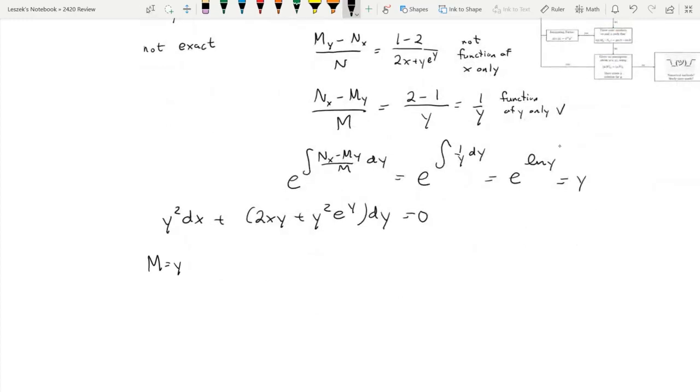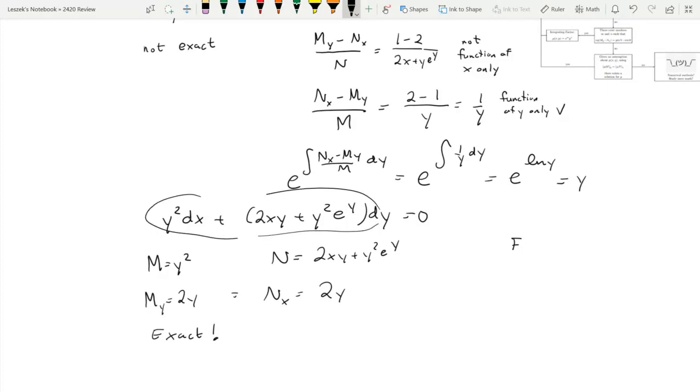Right, and now this should be exact. The new M, differentiate with respect to y. The new N, differentiate with respect to x. Indeed, these are equal, so it's exact. So now it's just a matter of recovering a function f whose differential is equal to this.